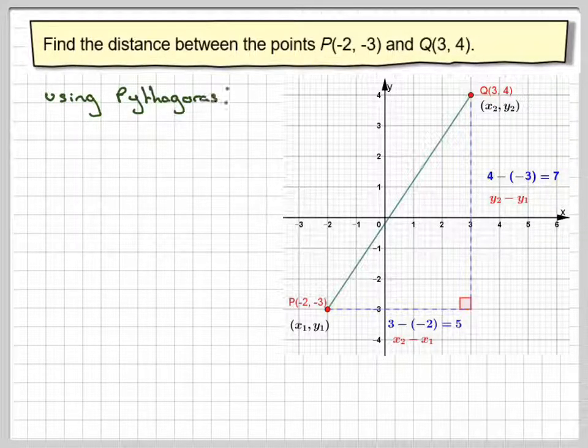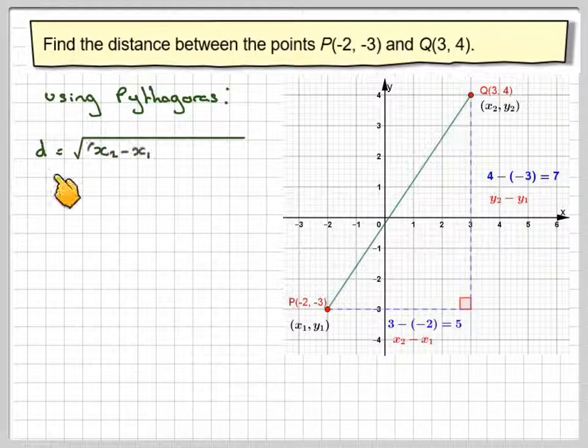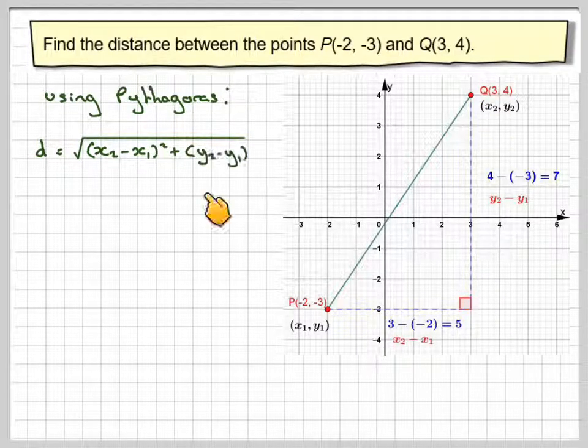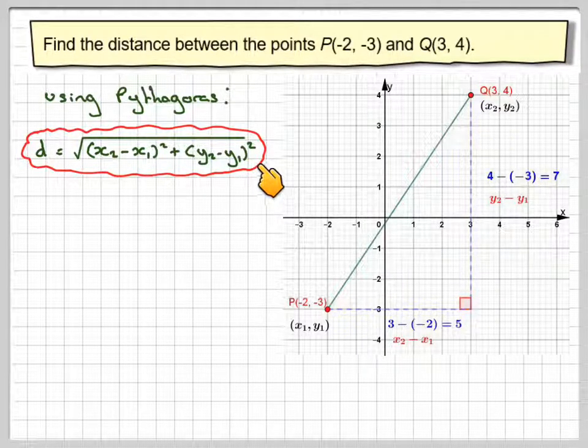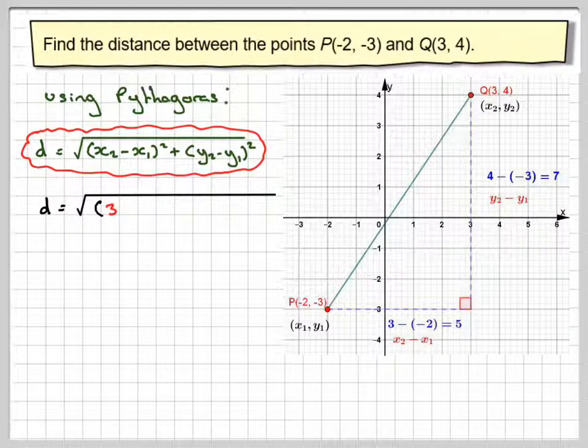So using Pythagoras' theorem, the distance will be the square root of x2 minus x1 all squared, which is that distance, and then we square it, so it's that distance squared, plus y2 minus y1 all squared. So in this particular case, if we put the coordinates in, it's going to be 3 minus minus 2, so be careful with minus signs, plus 4 minus minus 3 all squared.